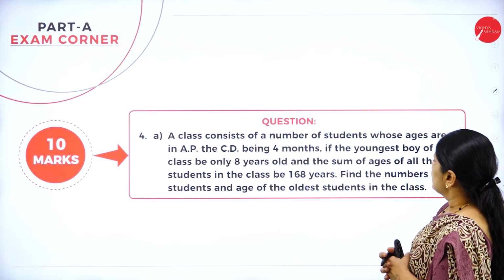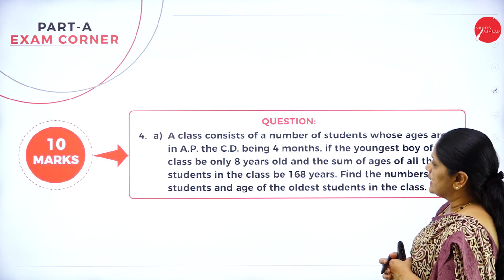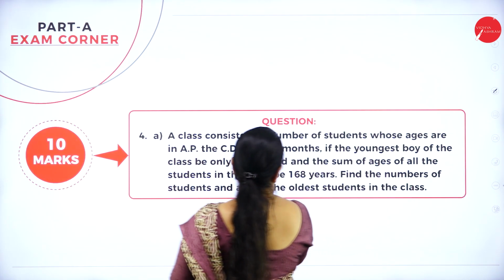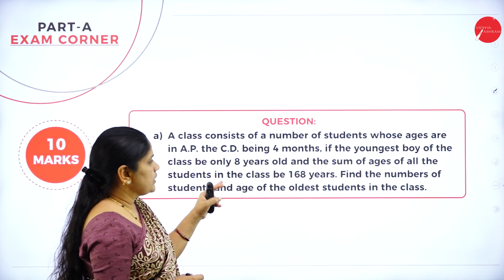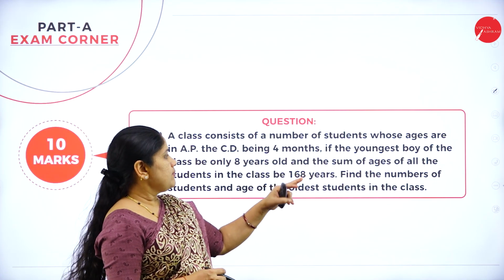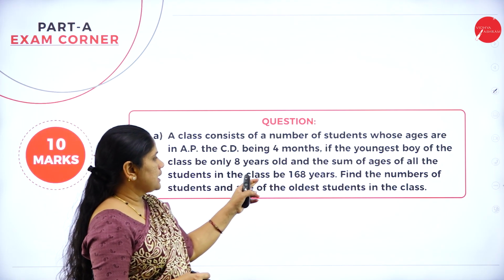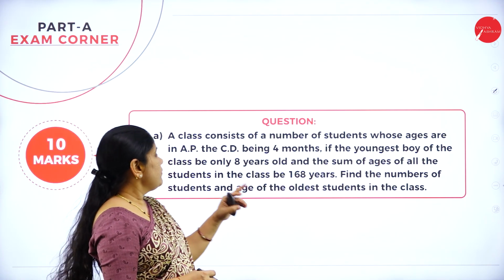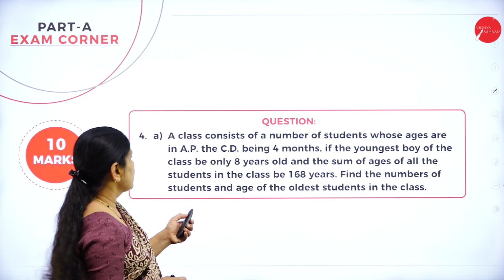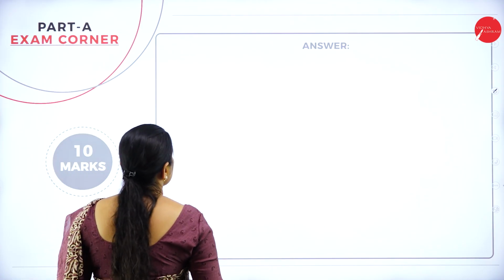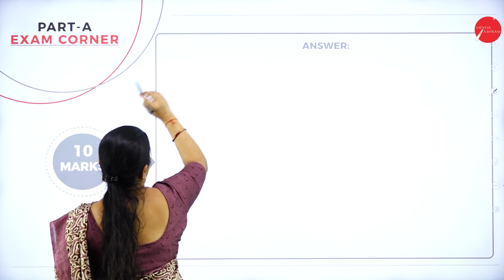Now, a class consists of a number of students whose ages are in AP, the common difference being 4 months. If the youngest boy of the class be only 8 years old and the sum of the ages of all the students in the class be 168 years, find the number of the students and the age of the oldest student in the class. Now, this is a problem given on AP.